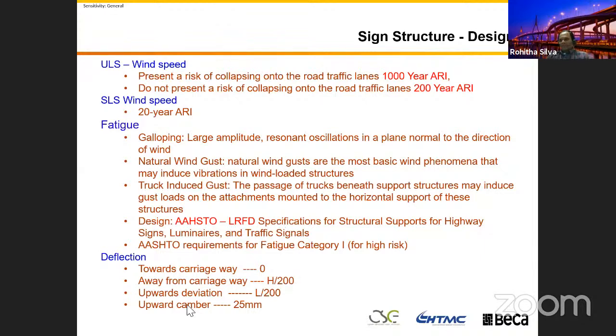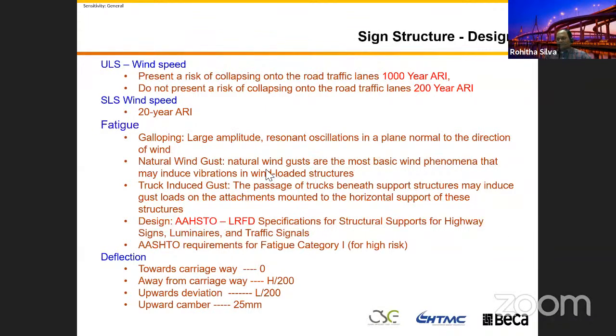And we design and we construct with the upward camber to make sure that when it deflects and rotates, it's not going to go into the highway clearance envelope. The sign structure design, therefore, please make sure that you cover this fatigue design part.